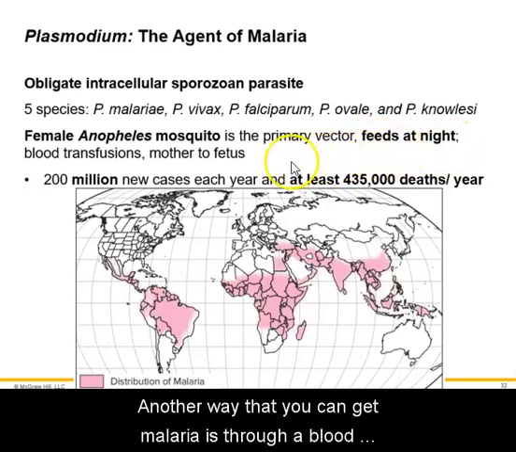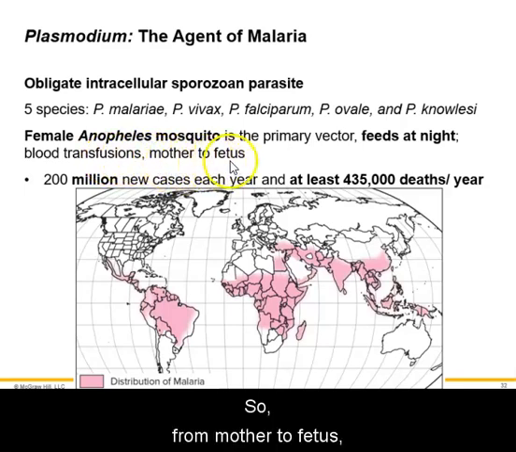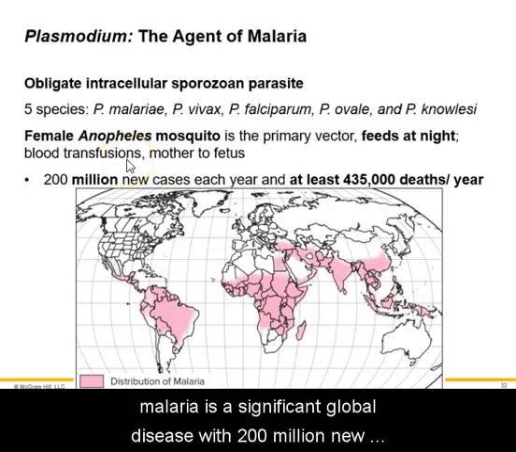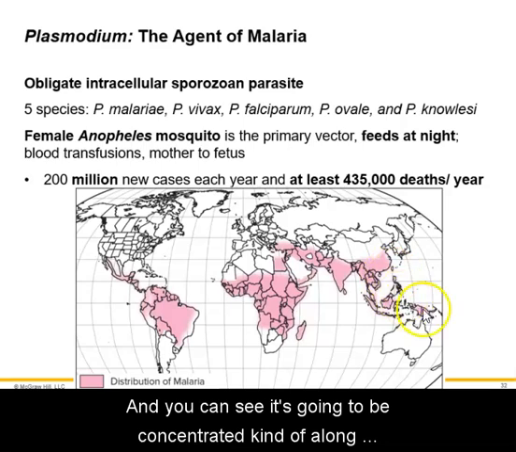Another way that you can get malaria is through a blood transfusion, and it can also pass through the placenta, so from mother to fetus. Malaria is a significant global disease with 200 million new cases every year and around 435,000 deaths every year. And you can see it's concentrated along the equator here.